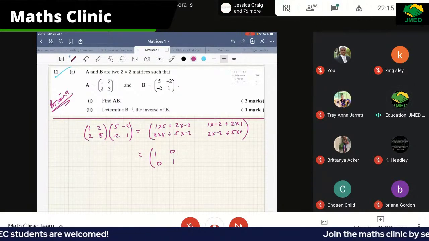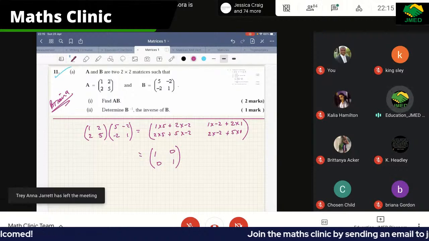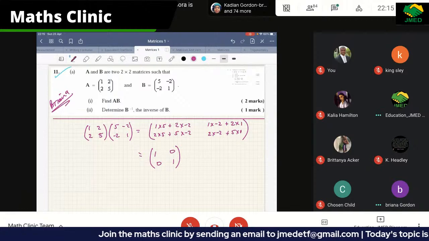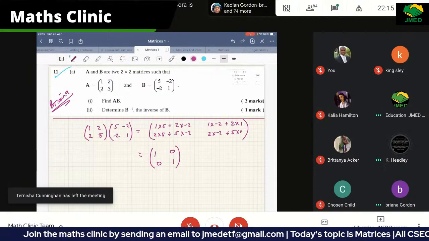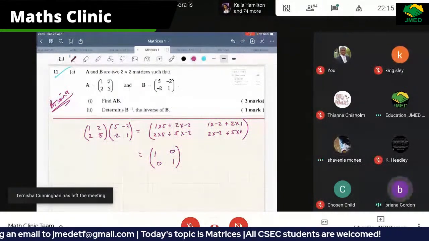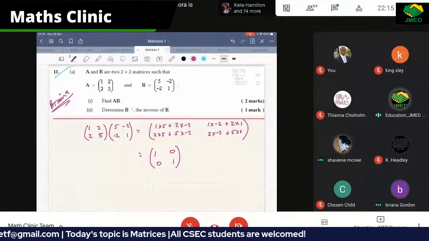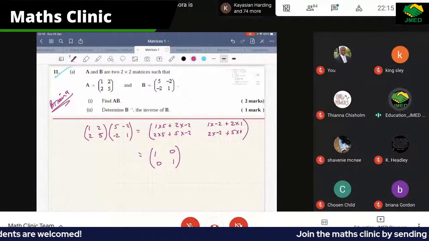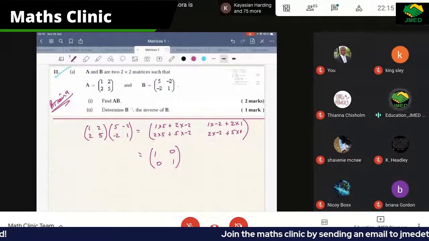Yes, 1. Which matrix is this? It's the identity matrix. It's a 2 by 2 matrix, but it is also the identity matrix. And with the identity matrix, whatever you multiply the identity matrix by, it gives you the same value.